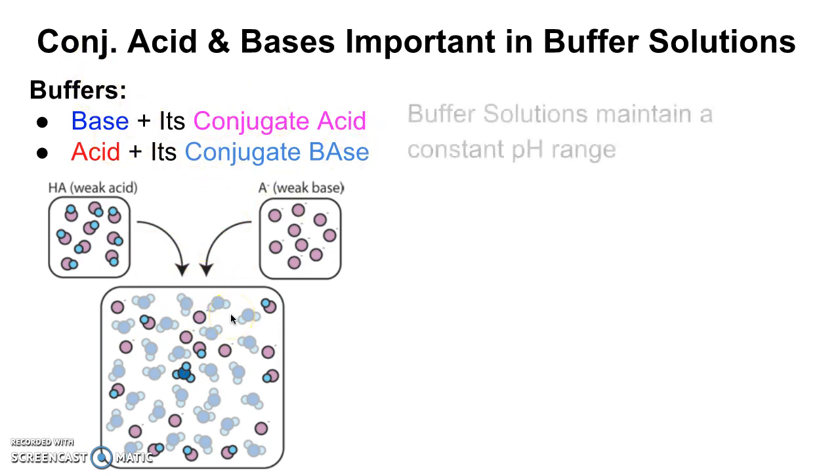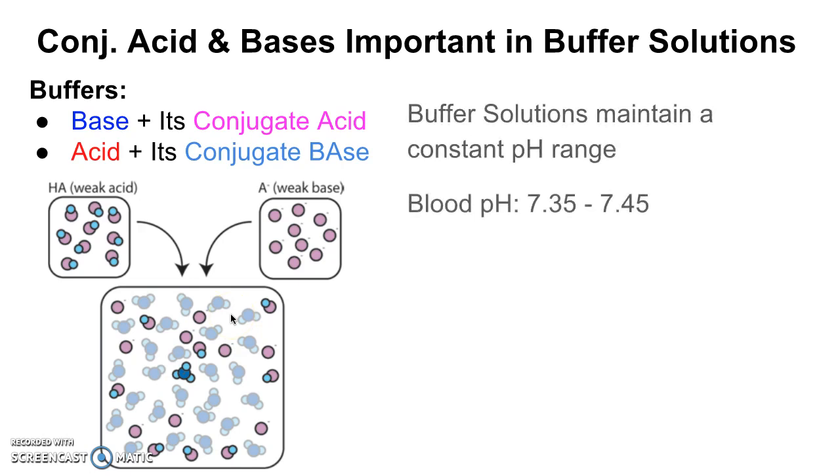Now, why are buffers important? Buffer solutions maintain a constant pH range. And a good example of that is blood. Your blood has a strict pH range of 7.35 to 7.45. If you go outside of that, you could die. In fact, you probably will die. So what keeps your blood within that strict pH, whether you're eating a bunch of acidic things or drinking a bunch of basic things, it's this buffer reaction here. This is the reaction that helps to maintain that.